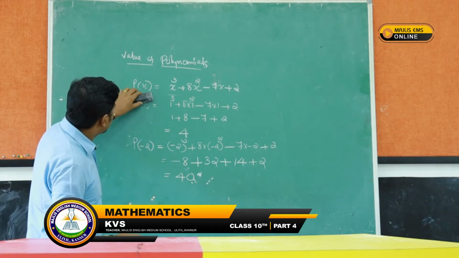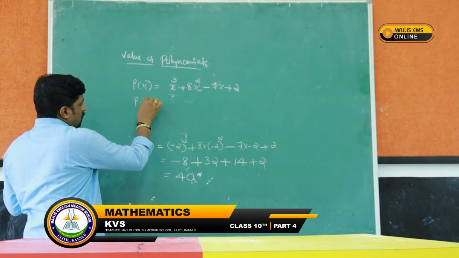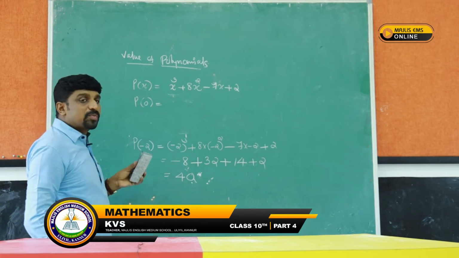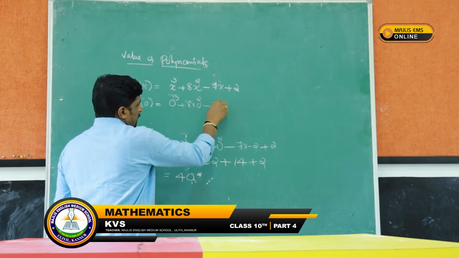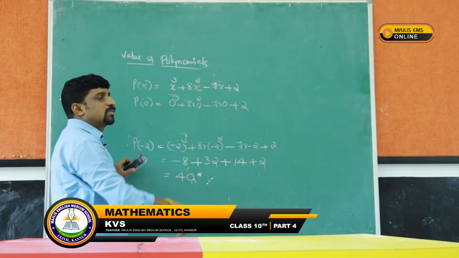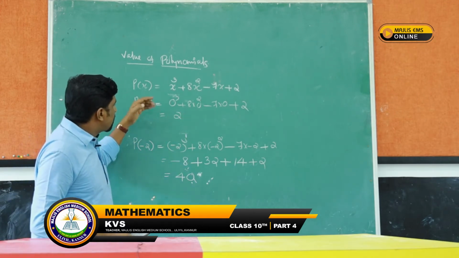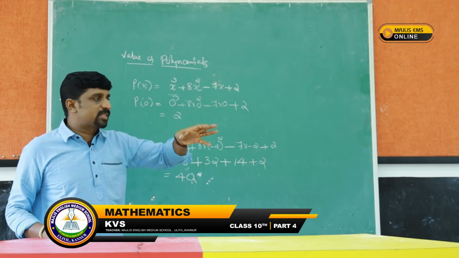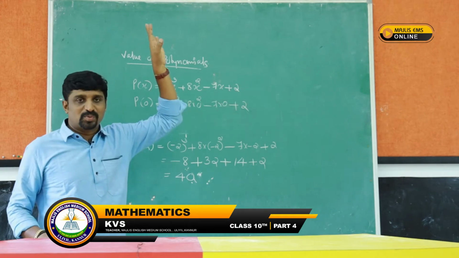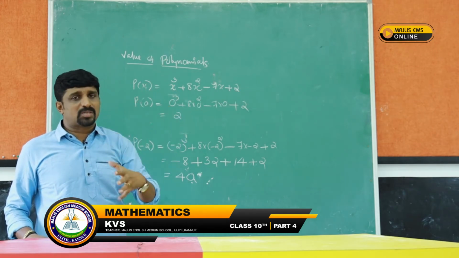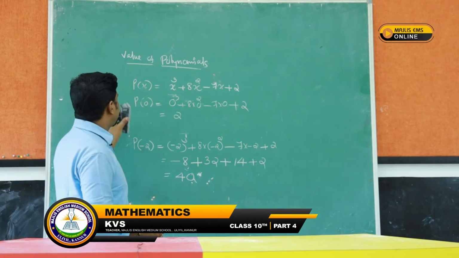In the same way, let me explain the value of the polynomial when x is equal to 0. P of 0 means 0 cube plus 8 into 0 square minus 7 into 0 plus 2. Directly we can say the answer is 2, because when x is 0, the x terms completely vanish, leaving only the constant term. So there is no need to find 0 cube or 0 square; the constant term is the answer, which is 2 only.